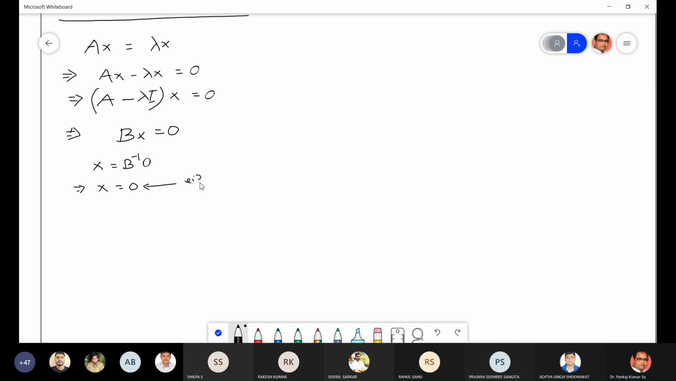Eigenvector cannot be 0. Isn't it? So, if we accept that eigenvector cannot be 0, that means B inverse should not exist. Hence, B inverse doesn't exist.